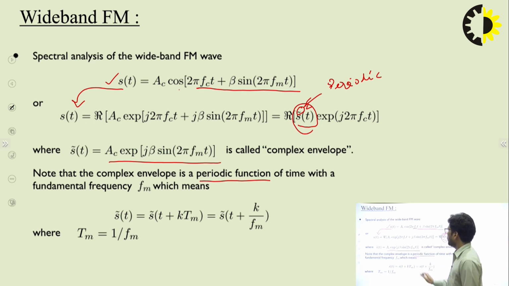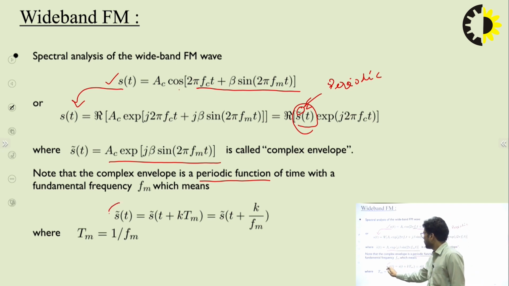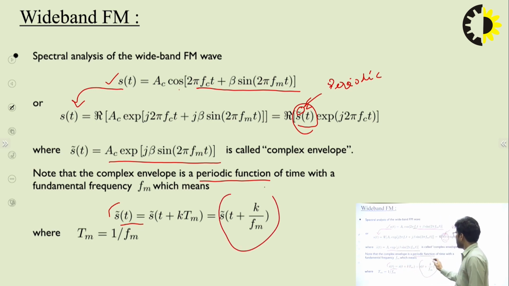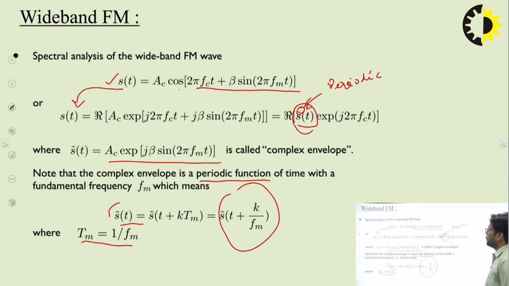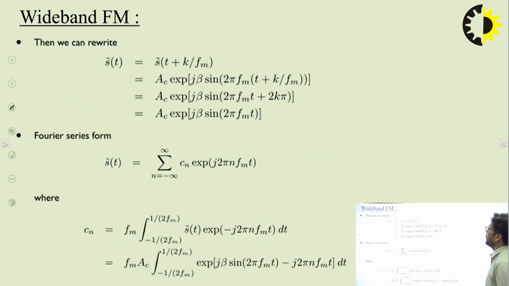If this one is a periodic function, from the periodicity property, we have s(t) equals s(t plus k T_m), which is equal to s(t plus k by f_m), where T_m is the time period, T_m equals 1 by f_m, as the modulating frequency is f_m. So the time period will always be 1 by f_m.